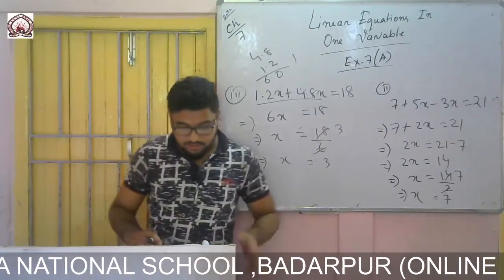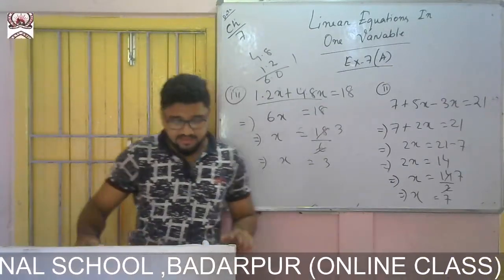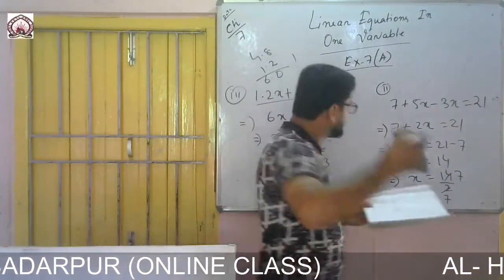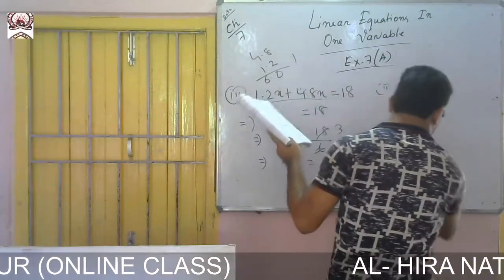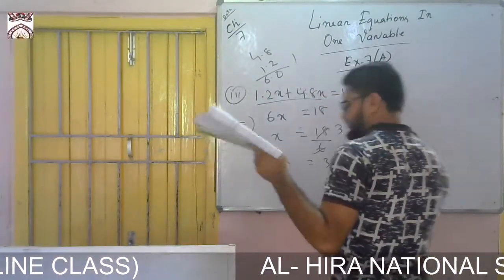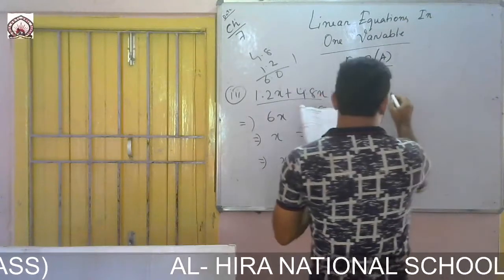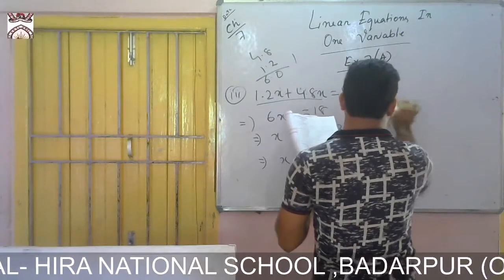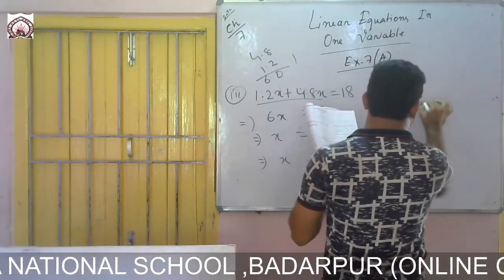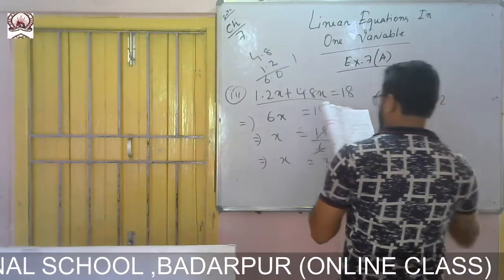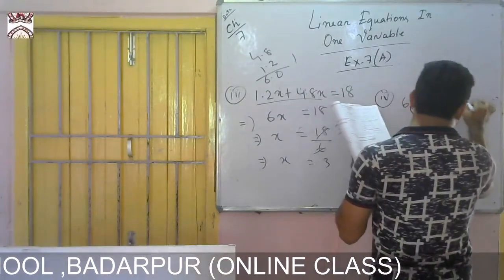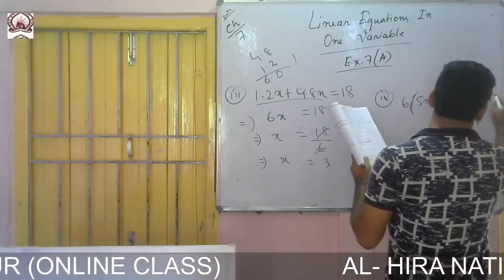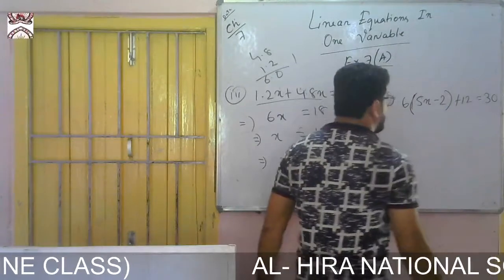Now come to question number 4. 6 bracket 5x minus 2 plus 12 equals 30. So now solve it.